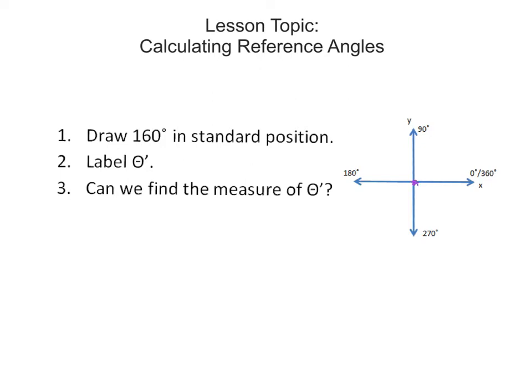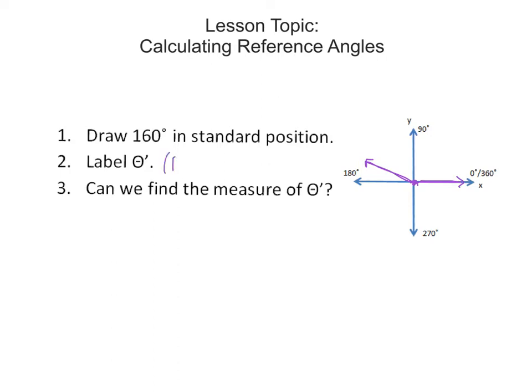Standard position means the vertex is on the origin, and the initial side of the angle is on the positive x-axis. 160 degrees is 20 degrees less than 180, so probably right around here. There is our 160-degree angle in standard position. Now we're going to label theta prime, the reference angle.